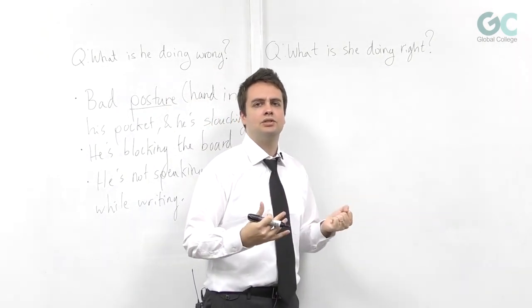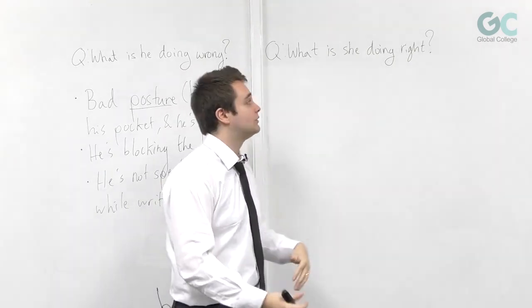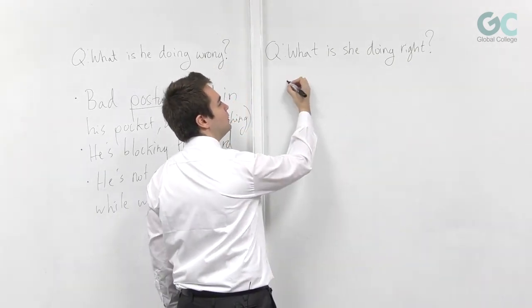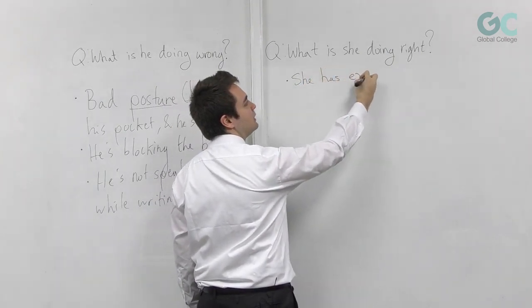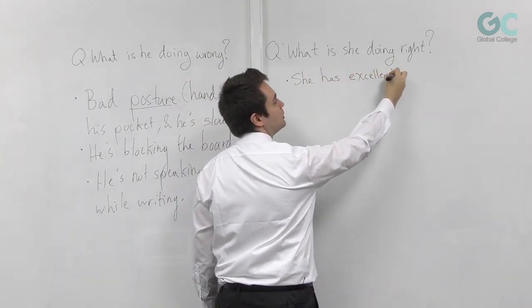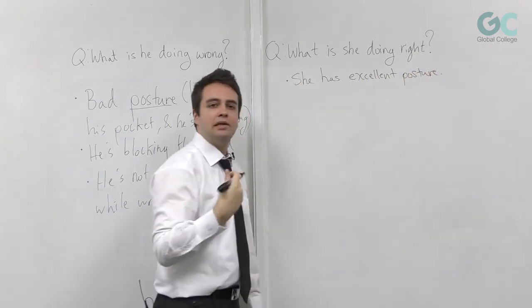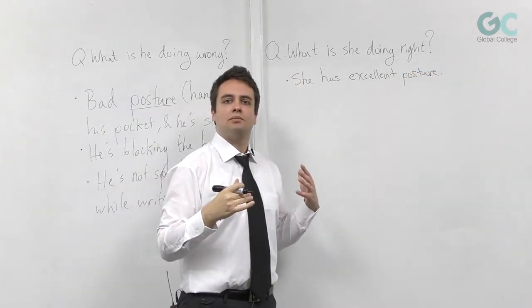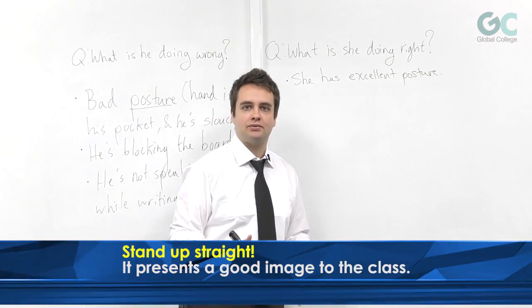There's a lot of things that she's doing really well. A lot of them are basically just the opposite of what the male teacher is doing, right? So the first thing we could mention here is that she has excellent posture. Now, unlike the male teacher, she's standing up straight and tall. She's presenting a great image to the class, right?